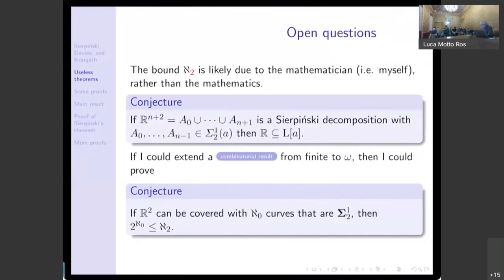So if I could extend something called a combinatorial result that makes the whole thing work from finite to omega, then I could also prove the following conjecture. Remember that David showed that R^2 can be covered with Aleph-multiple curves. So if these curves are not bad from the descriptive set theoretic point of view, if they are Sigma^1_2, then the continuum is at most Aleph_2. And modulo the first conjecture, it would be Aleph_1. It depends on certain bottlenecks, and fortunately they are somewhat independent.